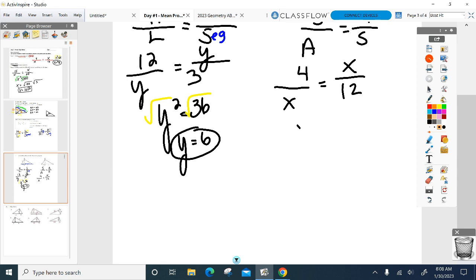And I'm sure you guys know how I want the answer left. Simplest radical form.